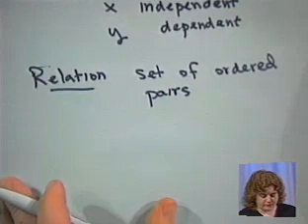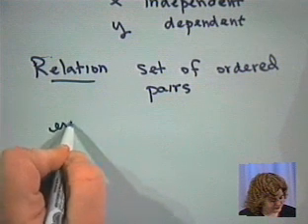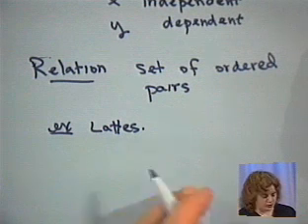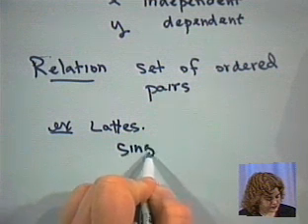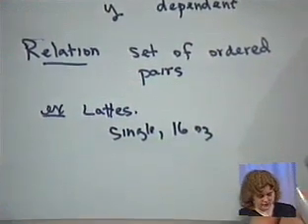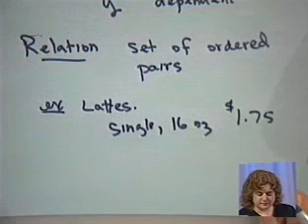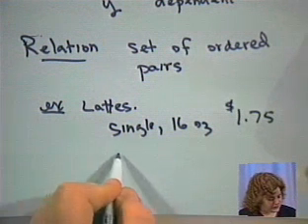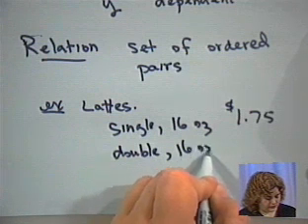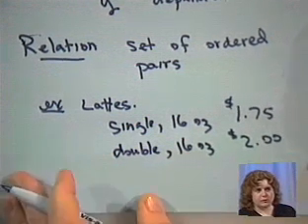So, for example, something you're probably familiar with, we could look at lattes. If you were to purchase a single shot 16-ounce latte, a typical sort of price, actually a very good price, would be something like $1.75. If, on the other hand, you were to get a double, otherwise the same 16 ounces and so on and so forth with your flavors, just a basic latte, you might pay $2.